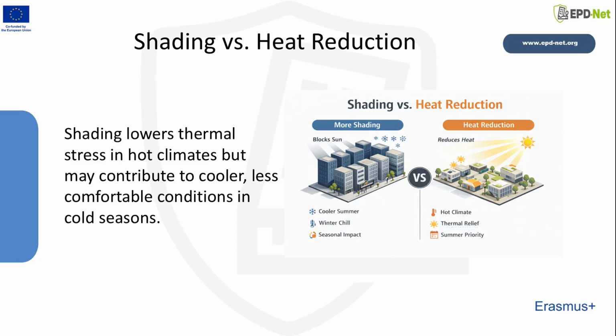Another fundamental trade-off we must navigate is the relationship between shading and heat reduction. In hot climates, providing ample shading is one of our most effective tools for lowering thermal stress at the street level. By blocking direct sun exposure, we create cooler microclimates that protect pedestrians and reduce the energy needed to cool nearby buildings. This summer priority approach is essential for urban resilience in the face of rising global temperatures.